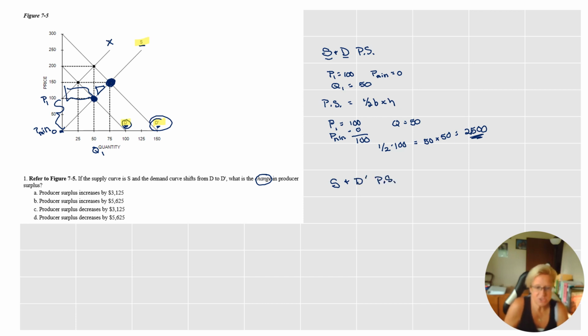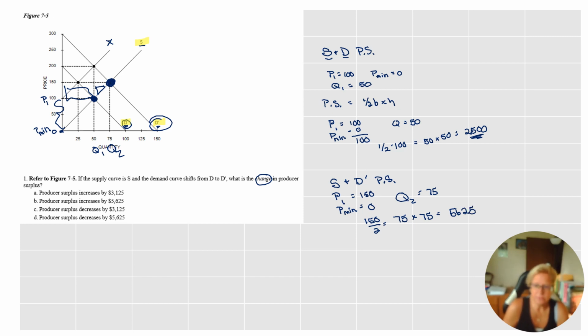So our new price changes. Our P1 changes to 150. Our P min is still 0. And our quantity does change to 75. I'll call it Q2. Okay, so again, 150 minus 0 is 150. If I take half of that, I get 75. Multiply the 75 by the 75 to get the area of the new producer's triangle, and that's going to be 5625.